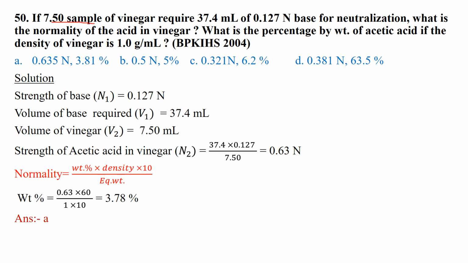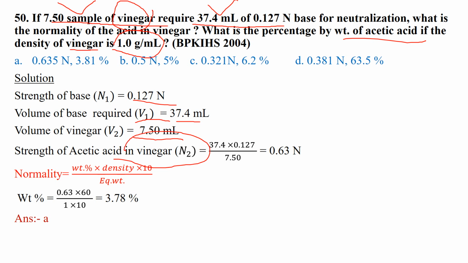If a 7.50 ml sample of vinegar, meaning acetic acid, requires 37.4 ml of 0.127 normal base for neutralization, what is the normality of the acid in the vinegar? What is the percentage by weight of acetic acid if the density of vinegar is 1.0 gram per ml? So this is a very simple question. Strength of base is 0.127 and its volume 37.4 ml. Then volume of the vinegar is 7.50. We have to calculate the strength of acetic acid in vinegar by using the normality equation: 0.63 normal.